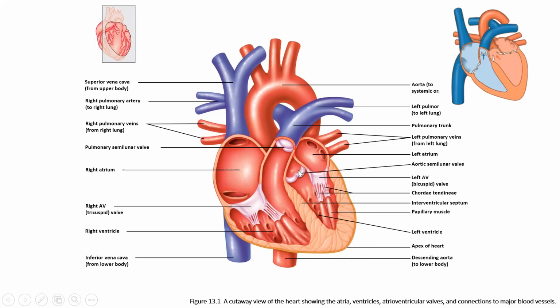We've also got valves present, 4 valves present, and the valves are really important to keep the blood flowing in one direction, so keep that unidirectional flow. And so we've got the aortic valve that separates the ventricle from the artery. We've got the bicuspid valve here that is between the atria and the ventricle.